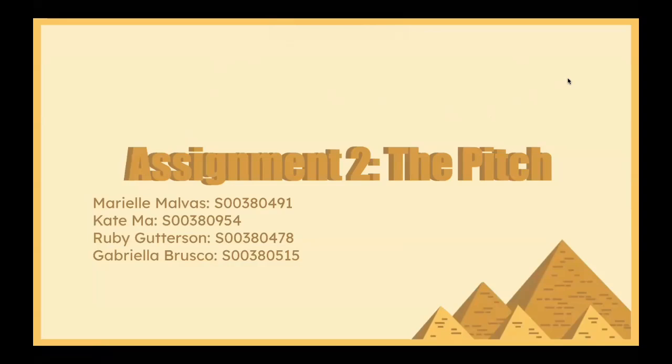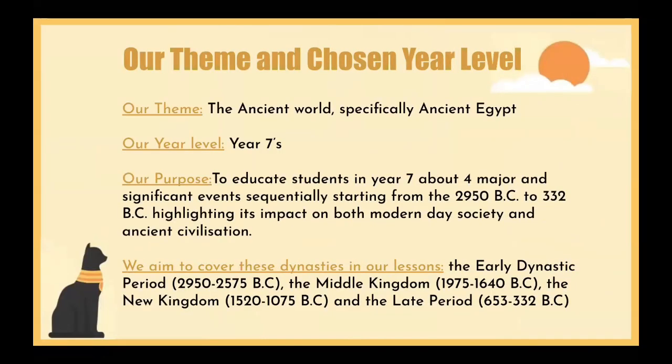This is our pitch. So, our theme and chosen year level. For our theme, we chose the ancient world, specifically ancient Egypt, and we are targeting this towards Year 7s with our purpose in mind to educate students in Year 7 about the four major and significant events sequentially, and highlighting its impact on both modern day society and the ancient civilization.